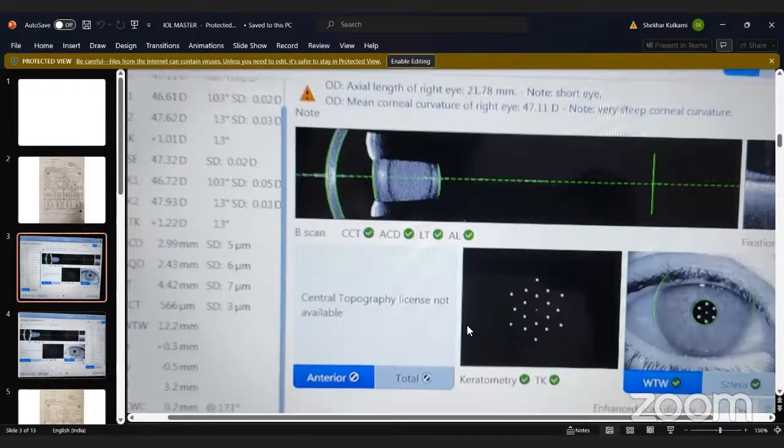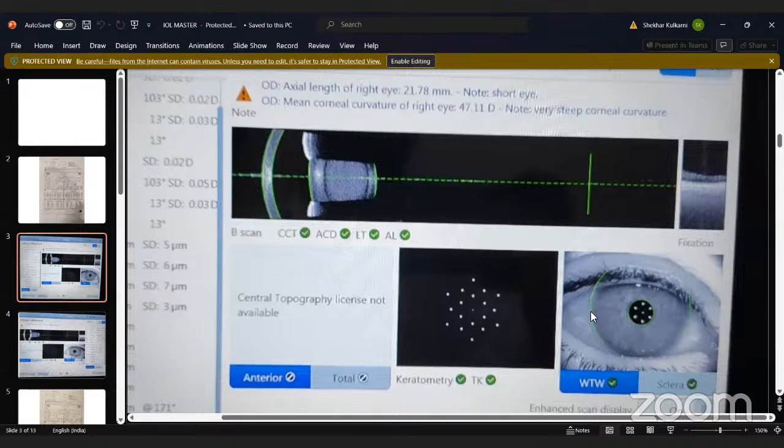Now here you can see the green lines. The first one is the corneal curvature, so the cornea. And the second in between these is the anterior chamber depth. This is the lens thickness which is given. And here is the retinal scan or the fixation. This is the fixation scan. Here you have to see the foveal depth.